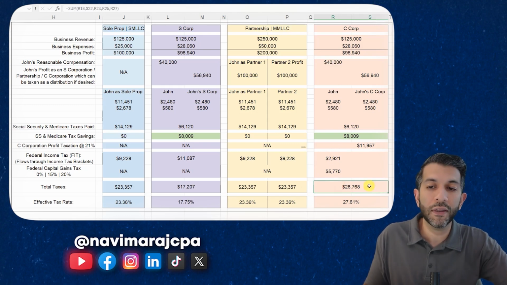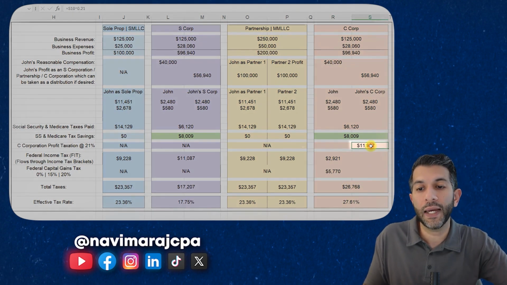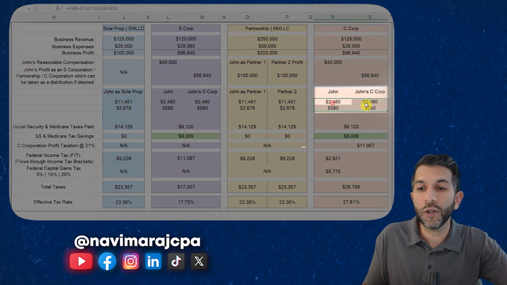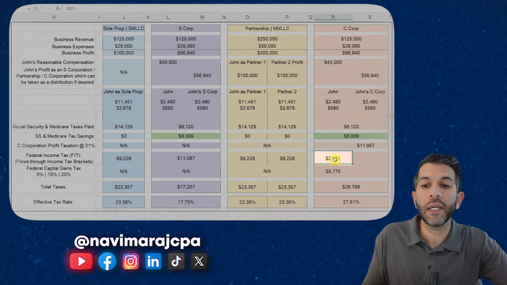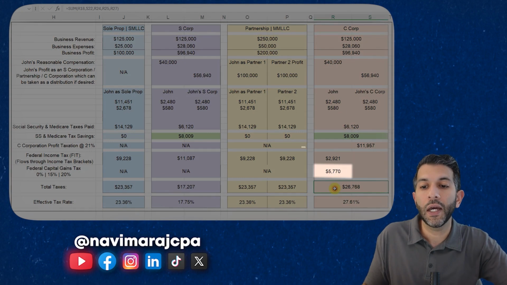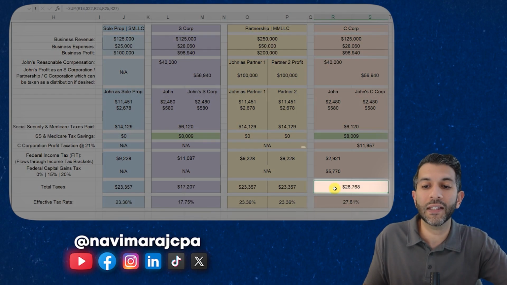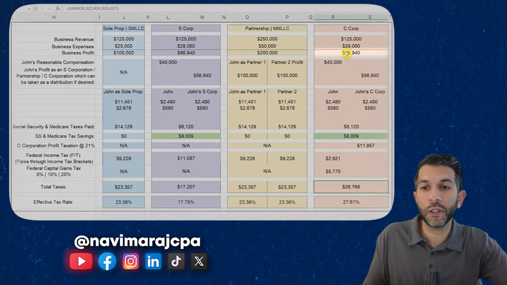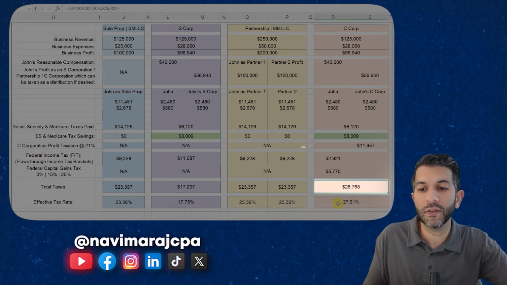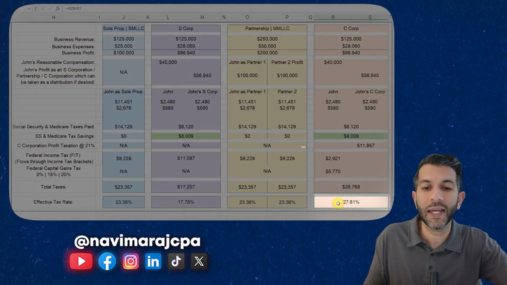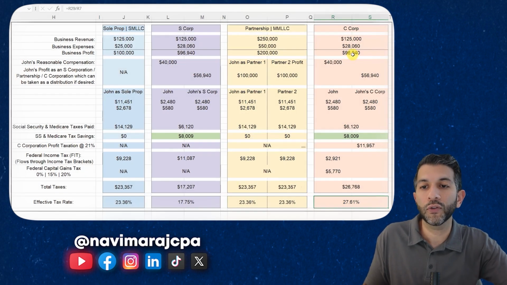But if you add all this tax together, the C Corp tax, the Social Security and Medicare taxes, the income tax and the capital gains tax, it's a total tax of $26,768. So if you only made $96,940, and to get all that money out of your business, you had to pay $26,768 in taxes. That's a tax rate of 27.61%. We call that an effective tax rate. Okay, it's your sort of taxable income.